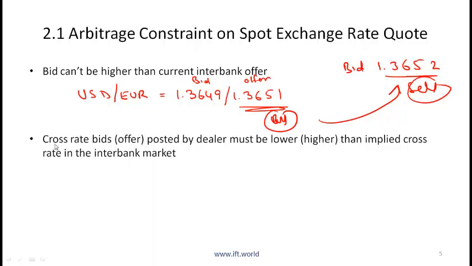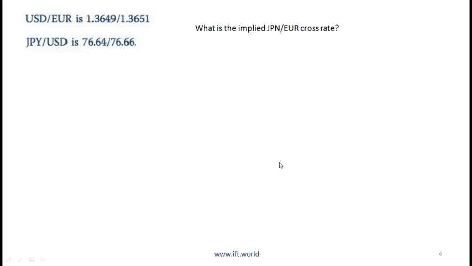The next point is that the cross rate bids posted by a dealer must be lower than implied cross rates in the interbank market. Or the other way of putting it is that the cross rate offer posted by the dealer must be higher than the implied cross rate in the interbank market. So for starters, just memorize this comment. And to properly understand this, let's talk a little bit about cross rates and implied cross rates.